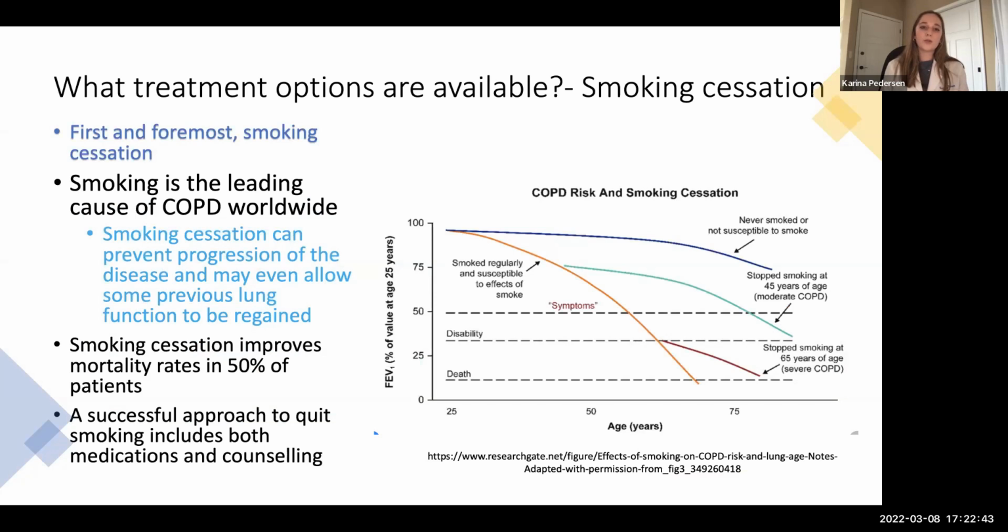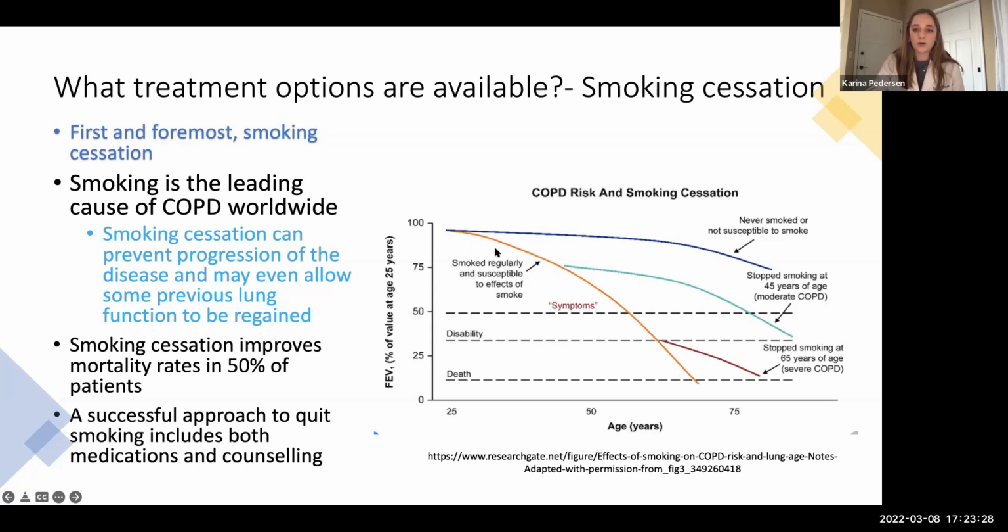So what treatment options are available? Not that smoking cessation is a treatment, but smoking cessation is very important in preventing the progression of COPD. Smoking is the leading cause of COPD worldwide, and smoking cessation can prevent progression of the disease and may even allow some previous lung function to be regained. Smoking cessation improves mortality rates in 50% of patients, and a successful approach to quitting smoking includes both medications and counseling.